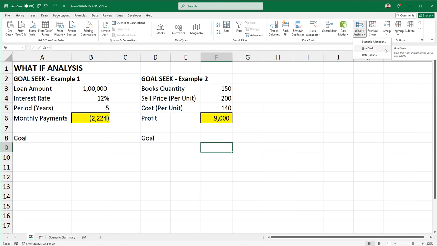We will be starting first with Goal Seek. If you are not familiar with Goal Seek, let me introduce what it is all about. If you know what kind of result you require and want to determine the value that will achieve this result, you can use the Goal Seek feature.